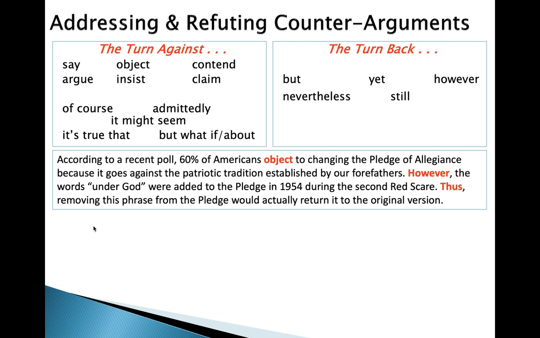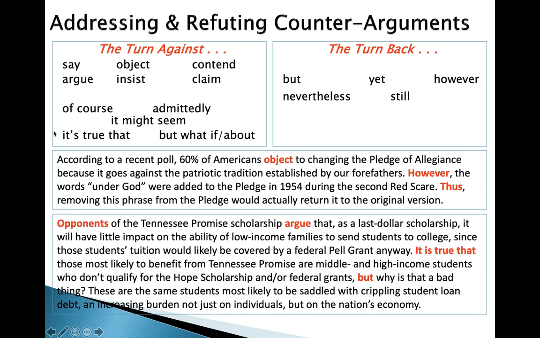But what about "it's true that," etc. So we're basically now saying, here's the counterargument, and it makes a good point, but we're still going to refute it. So, for example, let's say I'm writing in favor of the Tennessee Promise Scholarship, which is a scholarship that allows any student in Tennessee to attend community college for free. So again, I'm going to bring up the counterargument by signaling to my readers that I'm now addressing an opponent's point of view.